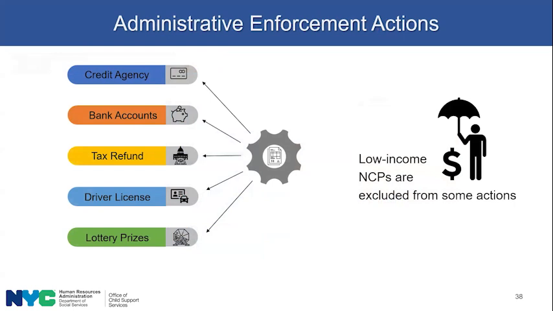Some administrative enforcement actions, as I've already mentioned, include reporting to credit agencies, freezing bank accounts and then taking those funds. And that can include CDs, brokerage accounts, all kinds of liquid accounts. We can intercept your tax refund. We can suspend your driver license. And we can also seize your lottery prize. There are other enforcement actions that aren't listed here. There are about a dozen of them in total. Low-income NCPs are excluded from some actions.